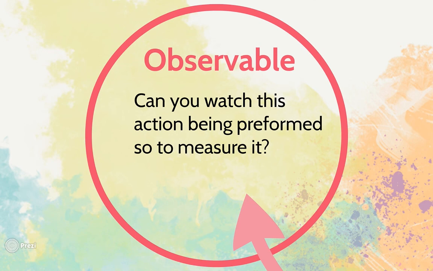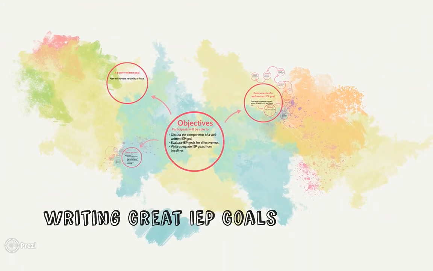And observable. Can you watch this action being performed? So is it something that would easily be able to be tracked by you or a paraprofessional or another adult in the classroom? So those are the components of a well-written IEP goal, and now we're going to take some time to practice them.